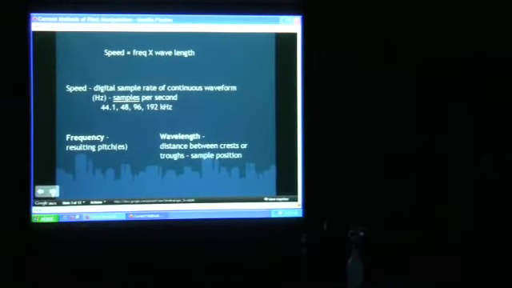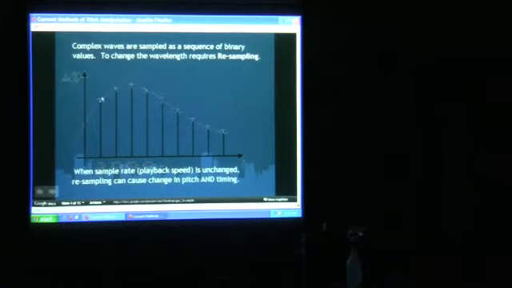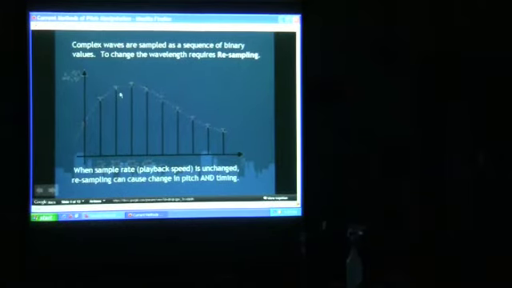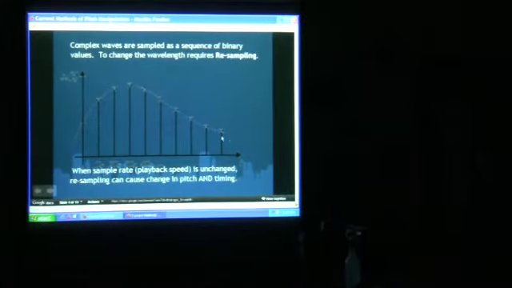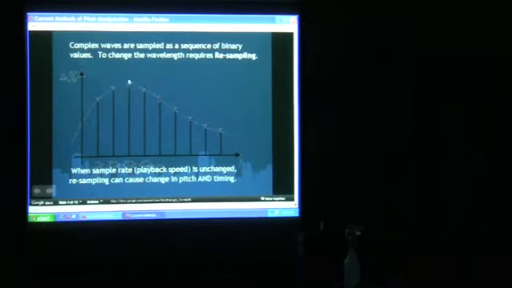So if we treat sample position as wavelength, here's our wave. Let's call this 10 samples a second. 1, 2, 3, 4, 5, 6, 7, 8, 9, 10. So if we see 1 second represented, we get 10 values, 10 numbers, and we can kind of generate a wave from that.